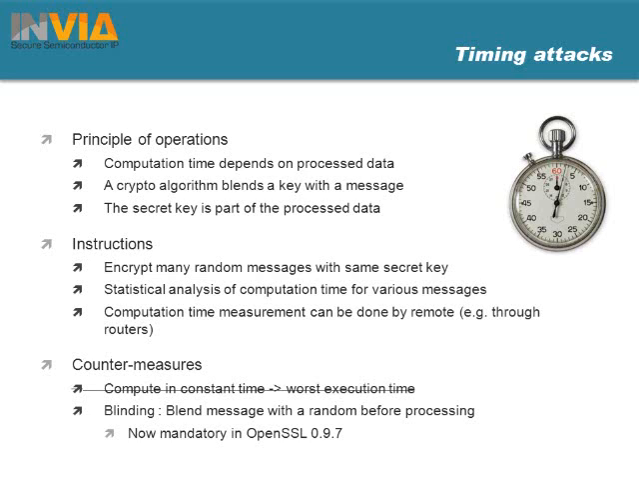A better idea is what's called blinding. Blinding is the idea to blend the message with a random number before processing it. So blinding is really the very efficient way to defeat timing attack. And the open source crypto library, the popular OpenSSL, that is used by a lot of cryptographers, at least for computing power in the high range, now requires a blinding.